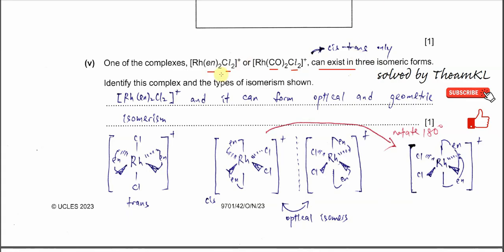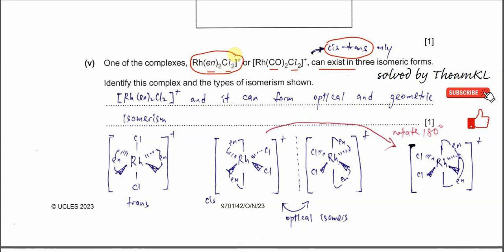If we compare these two complex ions, if this one is square planar, it can form cis-trans only. As I told you just now, it cannot form optical isomers. This other one can form cis-trans and optical isomers because it's octahedral.